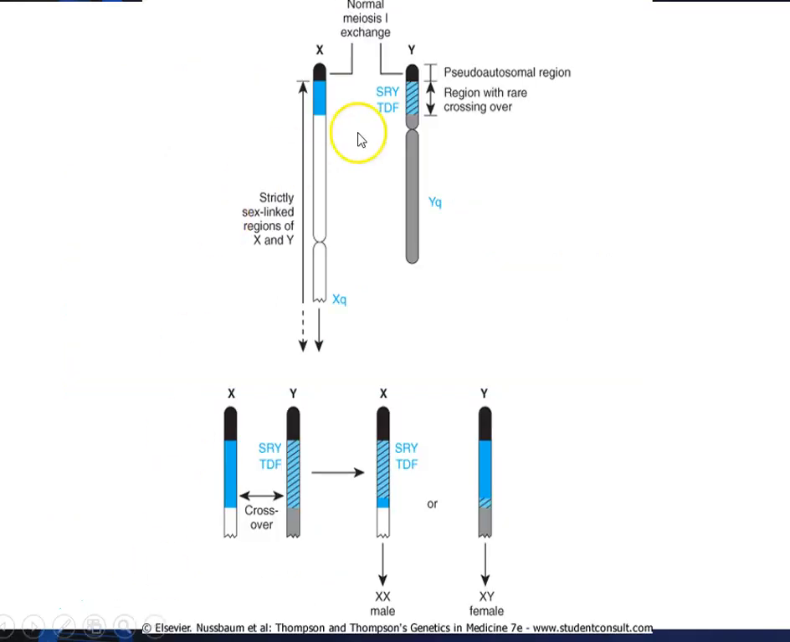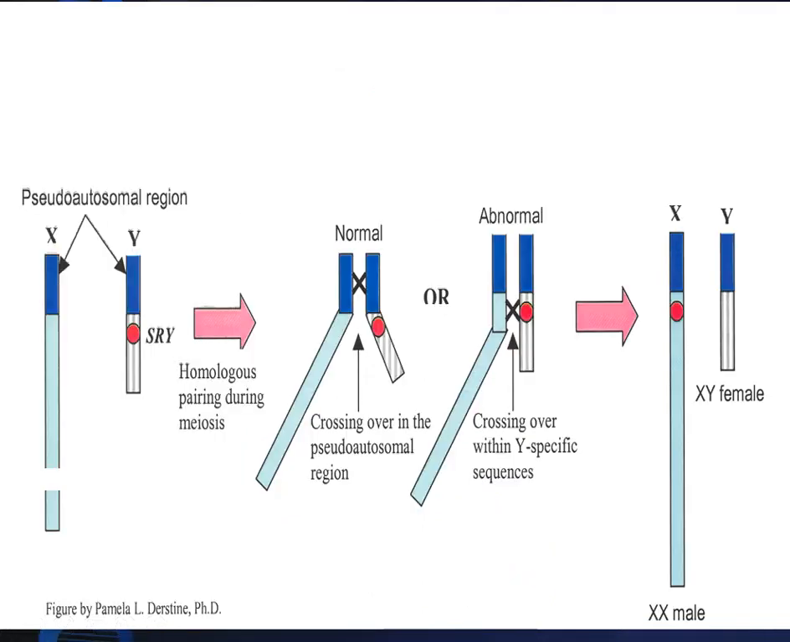So the problem with the SRY is that it's very close to the pseudo-autosomal region where there's crossing over. If the crossover occurs a little bit too low, we end up with the SRY on the X chromosome and an XX male, or loss of the SRY on the Y chromosome and an XY female. Here we have another diagram: the SRY is supposed to be on the Y. This is what's supposed to happen, but if the crossing over occurs a little bit too far down, we end up with SRY being translocated onto the X chromosome.